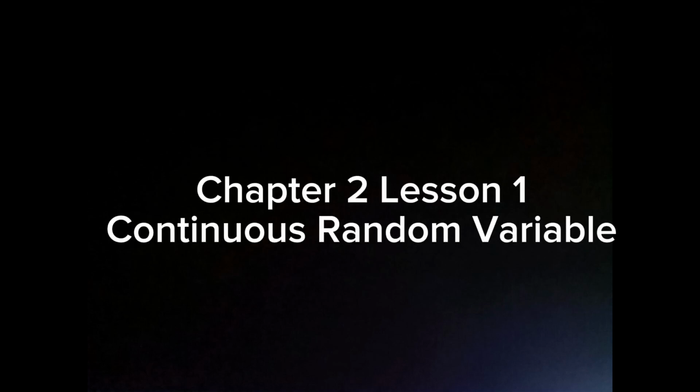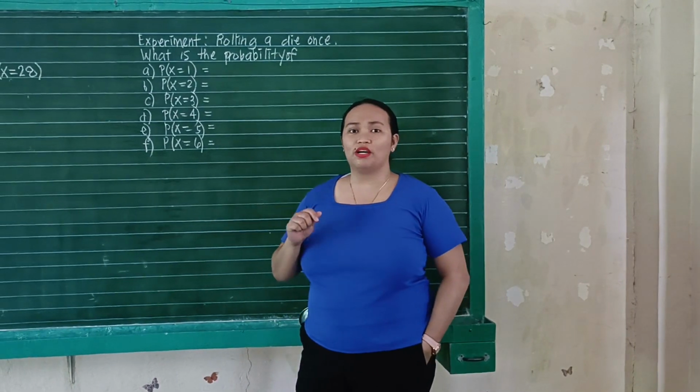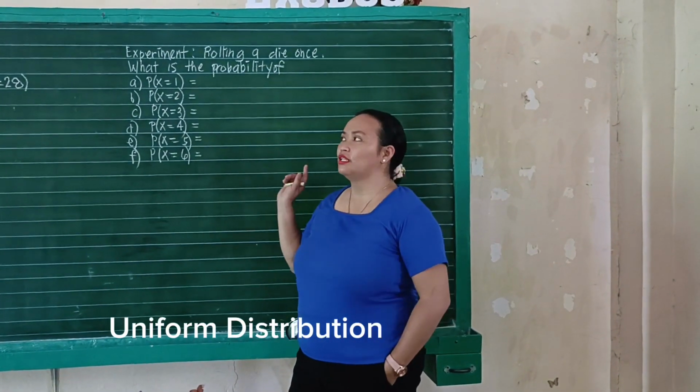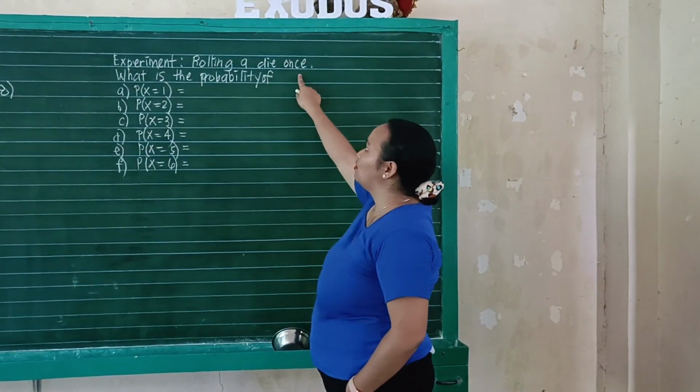Chapter 2 Lesson 1 Continuous Random Variable. Okay, so let's talk about uniform distribution by discrete random variable. So the experiment here is rolling a die once.